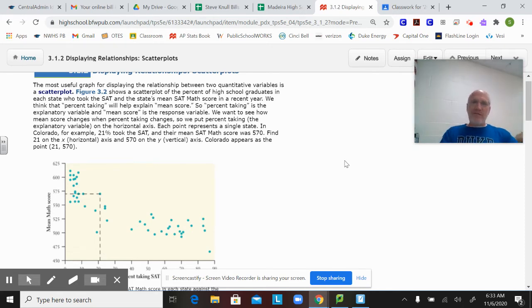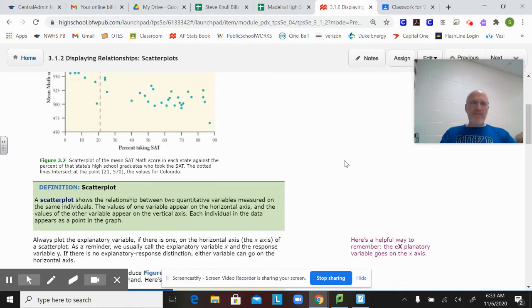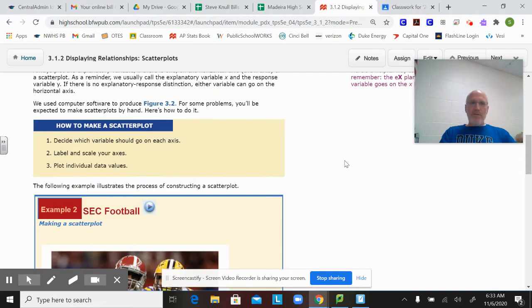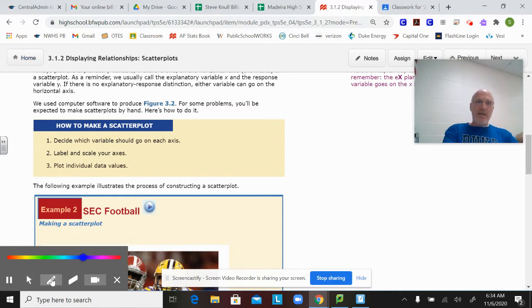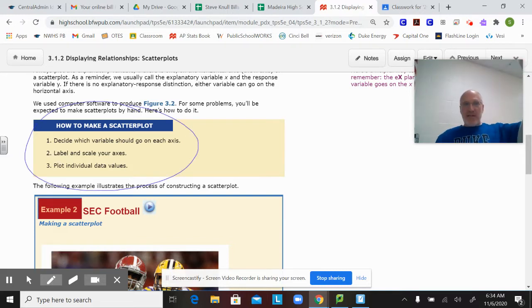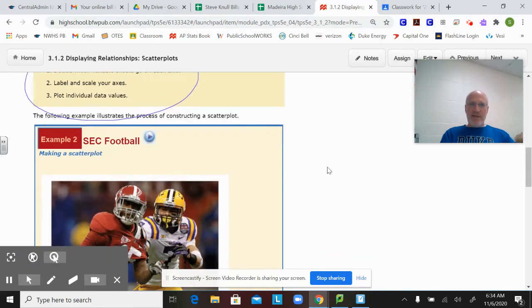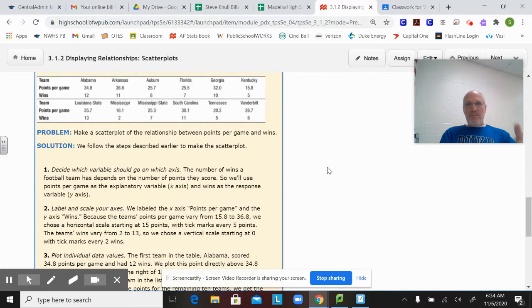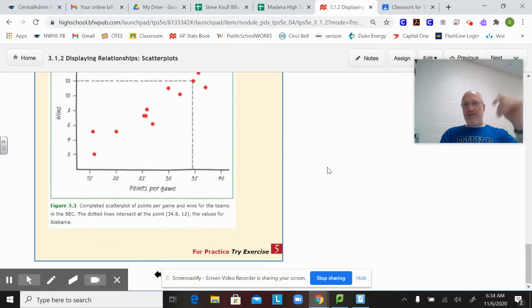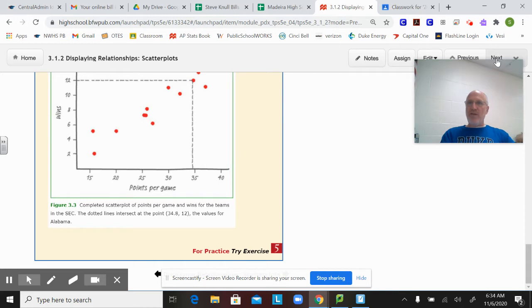Not needed for this conversation, but you know what a scatter plot is. So obviously, if you're going to sketch a scatter plot on your AP test or on my test, make sure you put the right variable in the right spot. Make sure you label everything, and each individual value has a data point. Again, nothing surprising there. That's just how to make a scatter plot.